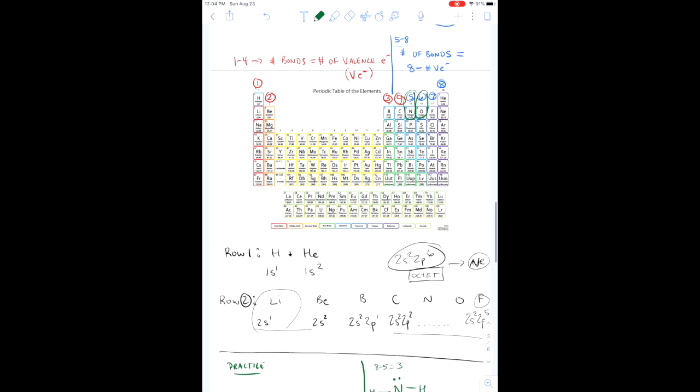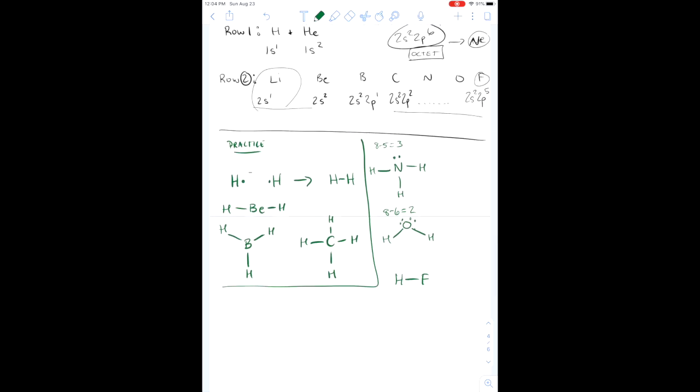Now, looking at fluorine, it's in group 7. It's got 7 valence electrons, so 8 minus 7 is equal to 1, so the halogens typically form 1 bond, and that is what we have here, HF. This is actually hydrofluoric acid. It's what they used in Breaking Bad to dissolve the body in the bathtub. Not real life, but interesting story, right?